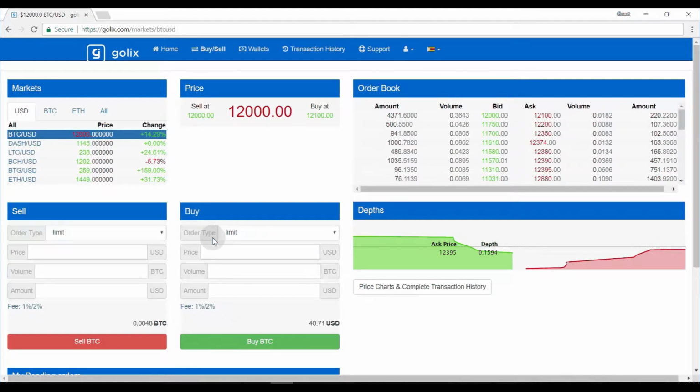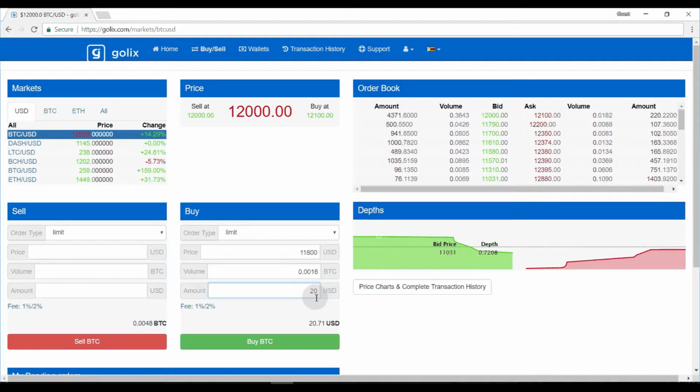We'll have an instance of this. For example, let's say I would like to buy Bitcoin at a price of, say, 11,800. And the lowest seller is selling at 12,100. So let's say I place the price of 11,800, and I'd like to buy with $20.